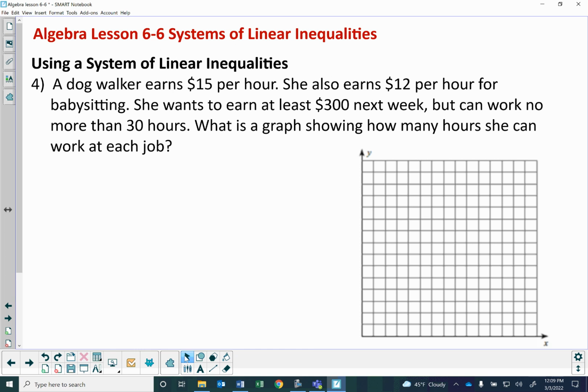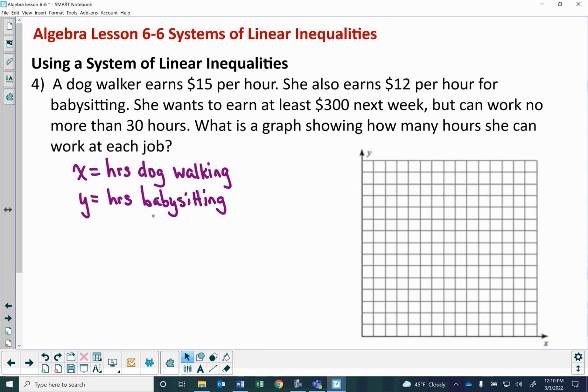Okay, since we're talking about each job, let's let x equal the number of hours walking dogs, and let's let y equal the hours babysitting. So one of the things we're going to talk about is just how many hours she can work. She can only work a maximum of 30 hours. So the number of hours she walks dogs plus the number of hours she babysits has got to be less than or equal to 30 total hours. That is one of our inequalities.